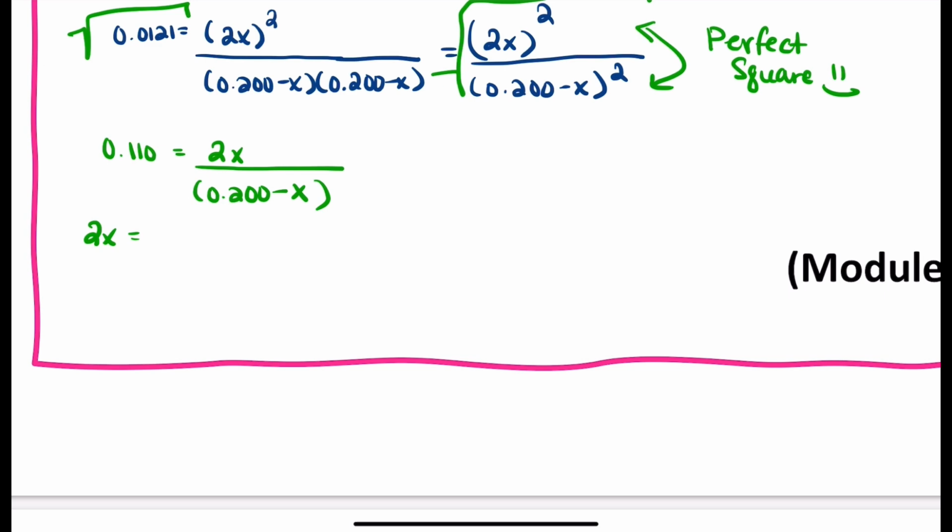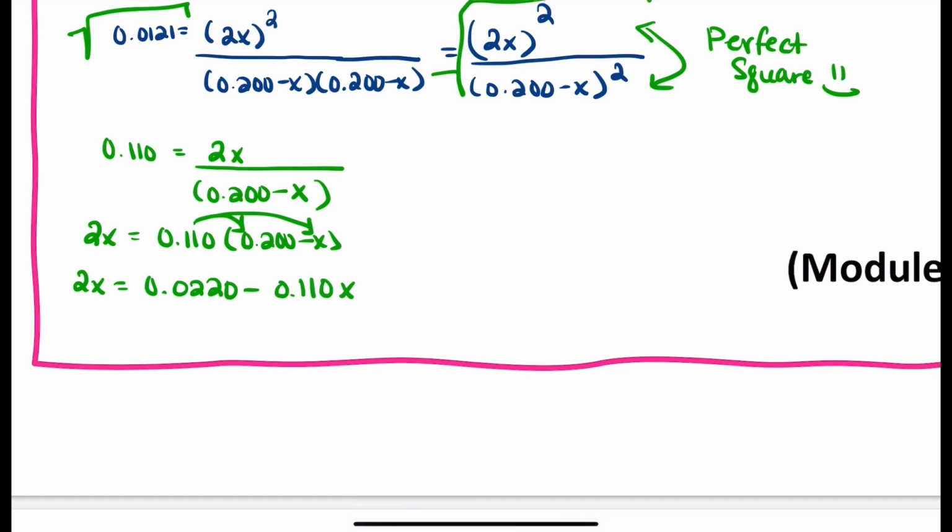2x is equal to 0.110 times 0.200 minus x. Make sure to distribute that through. 2x is equal to 0.0220 minus 0.110x. 0.0220 equals 2.110x. x is equal to 0.0104. What does x actually mean?